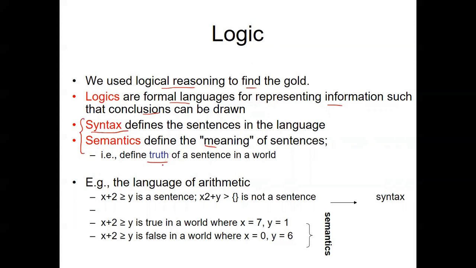For some sentences the truth value may always be true, for some always false, and for some the truth value may change with respect to time. For example, consider the language of arithmetic. There are different types of sentences here. For example, this is a sentence: x plus 2 is greater than or equal to y.